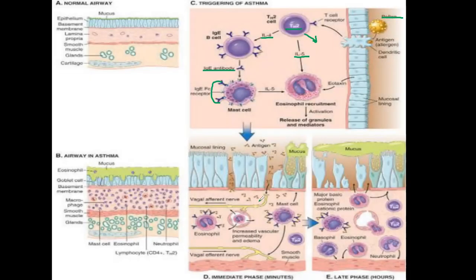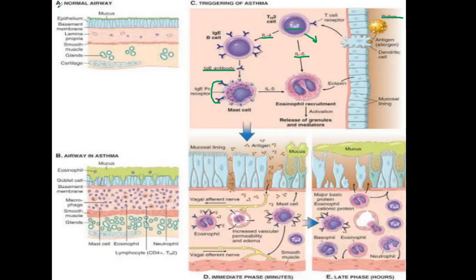So in the early phase, there'll be bronchoconstriction, you can see mucus hypersecretion. Also there'll be increased vascular permeability and edema, and also there'll be a vagal reflex pathway. And in the late phase, it is mainly inflammatory in nature.